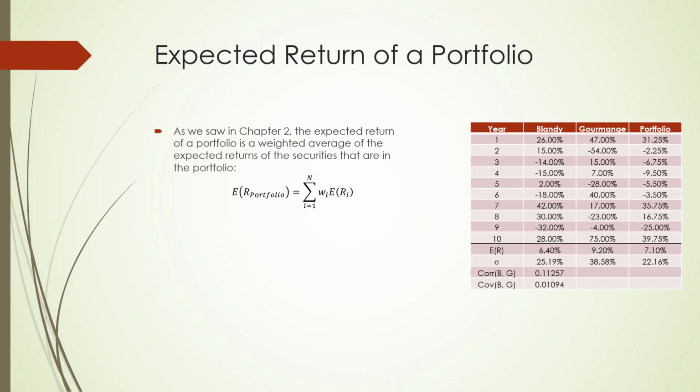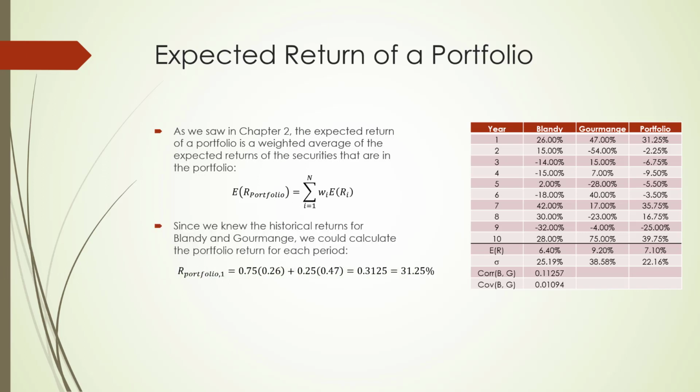So if we want to calculate the expected return of this portfolio, one way we could do it is to simply calculate, period by period, a weighted average of the return on Blandy and the return on Gourmand. In this case, you can see in the furthest right column, if we take 0.75, that's the weight of Blandy, times 26%, plus 0.25, that's the weight of Gourmand, times 47%, we get 31.25%, and that's the return on the portfolio in period 1.